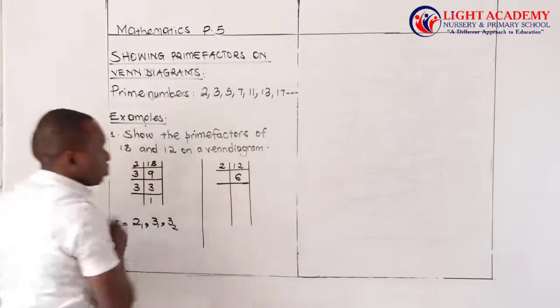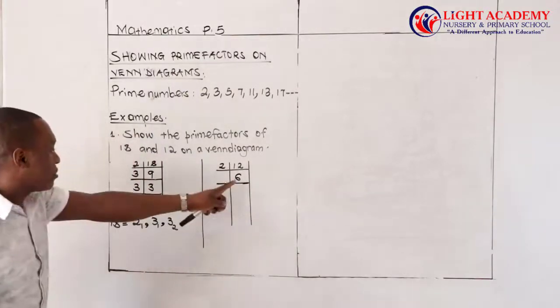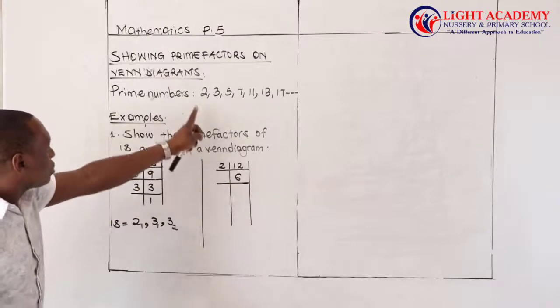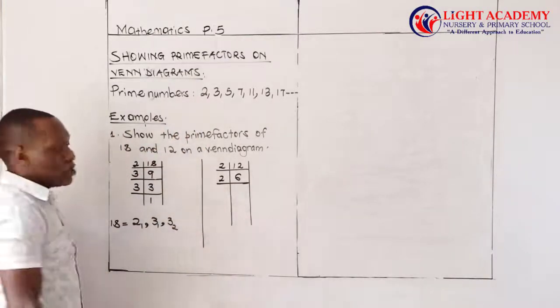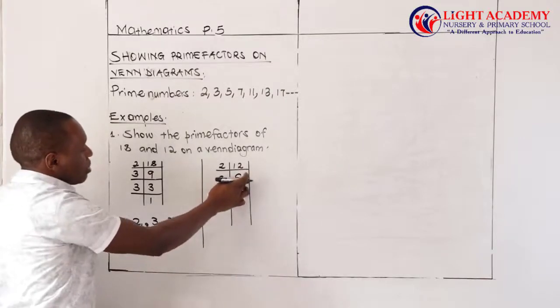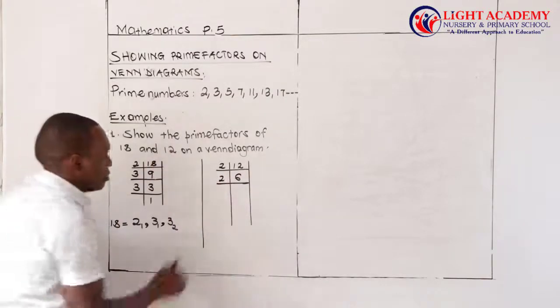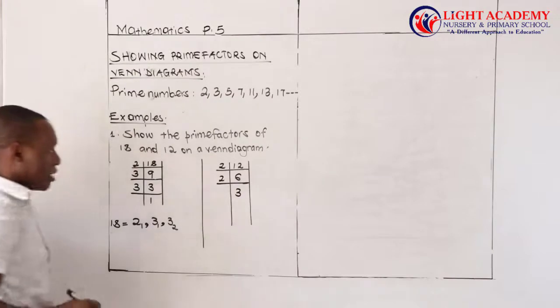In the second step I'm having 6. Can I still use 2? Yes, I can still use the 2. Then I ask myself, when I divide 6 by 2, what happens? Each one takes 3, alright?